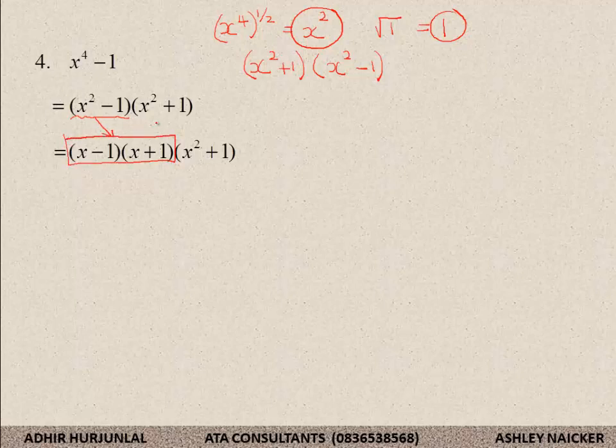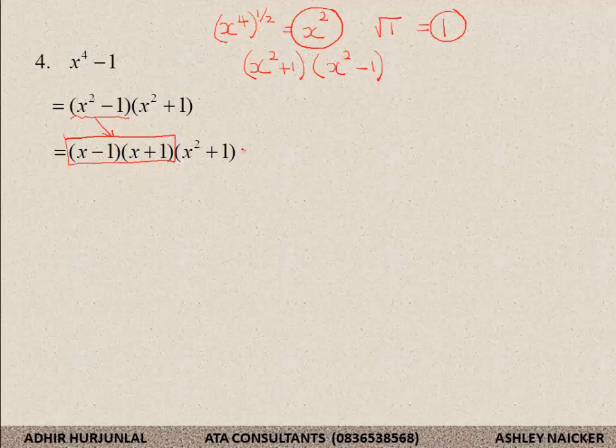Guys, can you see that? This x plus 1 is already simplified. I cannot do much with that. But x squared minus 1 simplifies or factorizes to x minus 1 into x plus 1. Does not simplify, guys, it factorizes into.